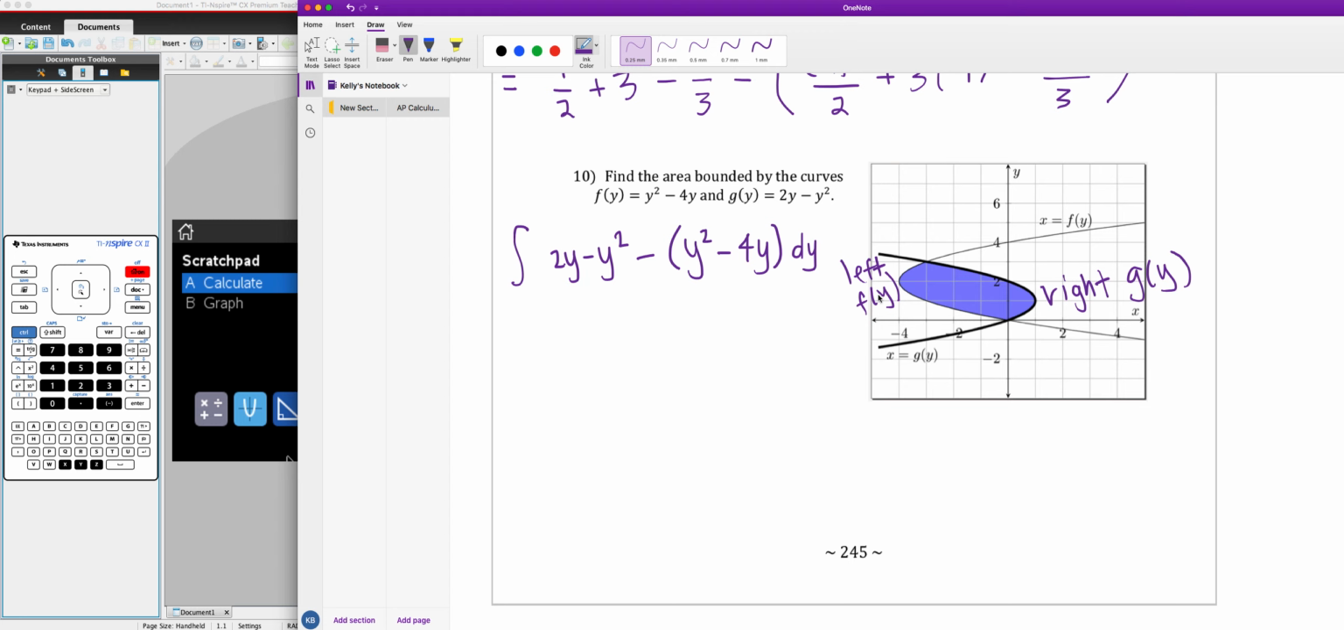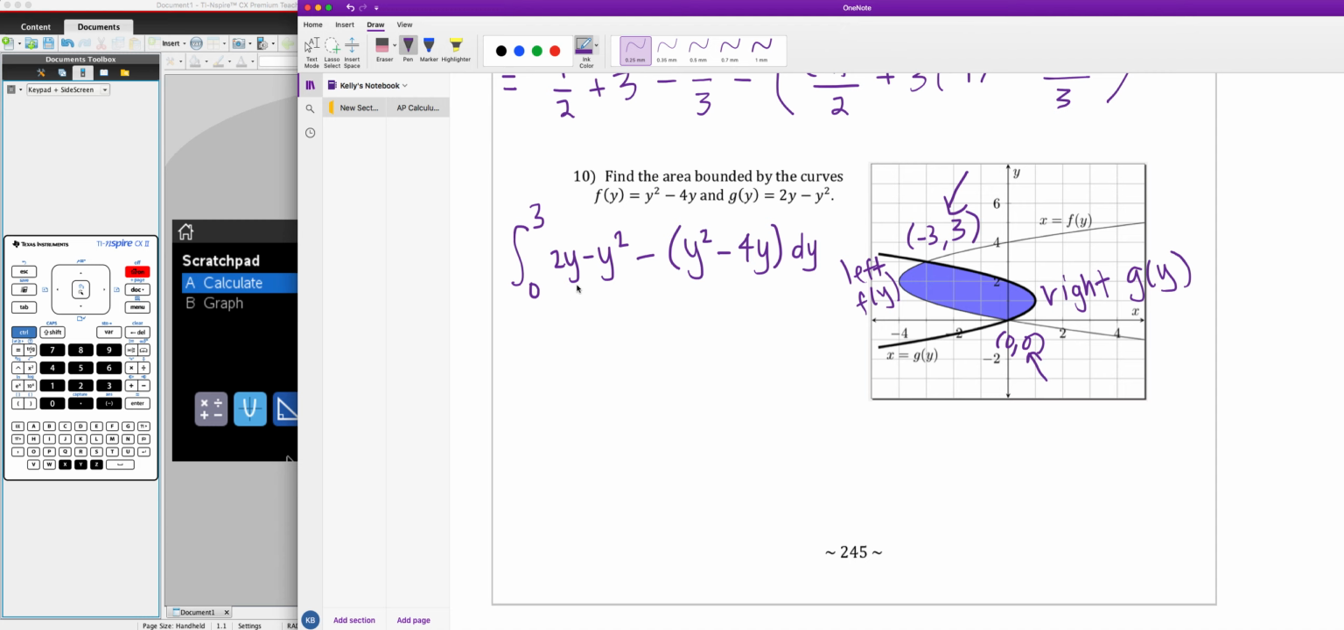Now to worry about my bounds, I need to figure out where these curves are intersecting. Down here on the bottom, this is intersecting at 0, 0, and up here on the left, it is intersecting at -3, 3. Since my integral is in terms of y, I need the y coordinates here. So I need the 0 and then the 3. So my lower bound is 0, my upper bound is 3. And then I have my right curve minus my left curve.